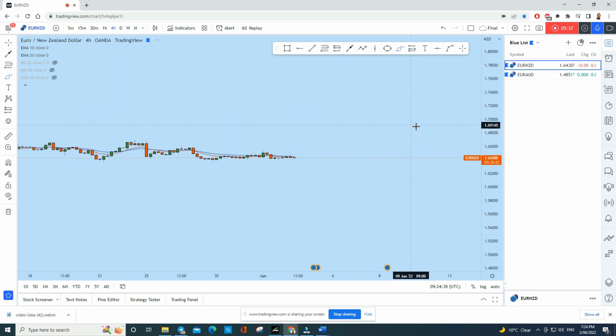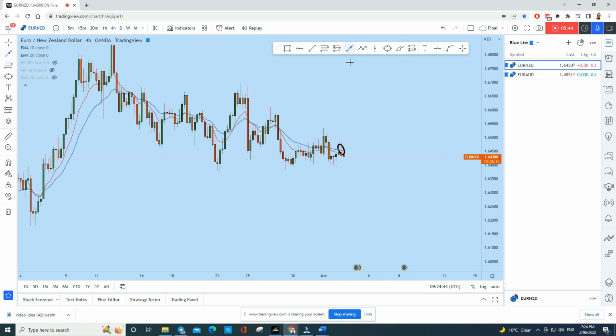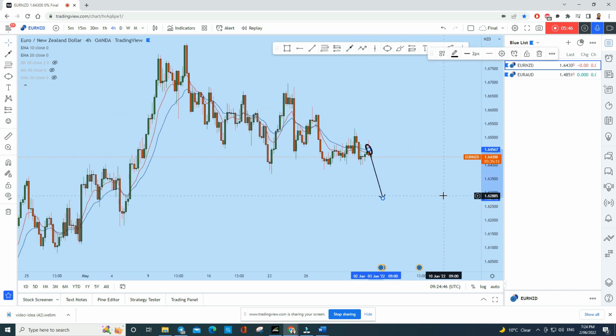So the same thing is applicable with Euro NZD, the same kind of pattern, the same kind of trading opportunity to the downside with a high risk to reward ratio.